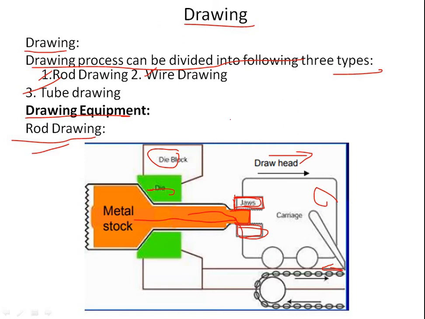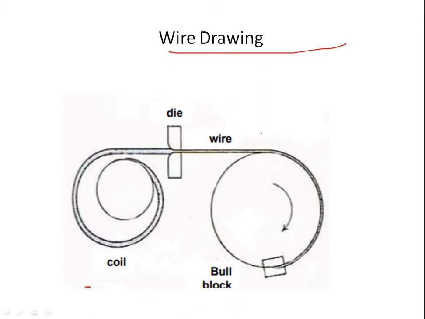Next we will be discussing wire drawing. Okay, this is wire drawing. So you all can see the wire drawing. At the left end it is a coil and at the right end it is a bull block, and this is the wire which is rounded.